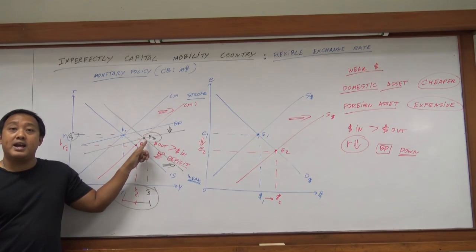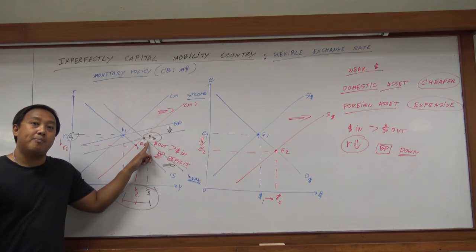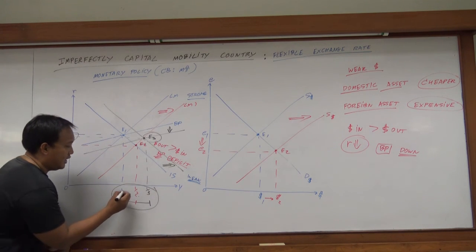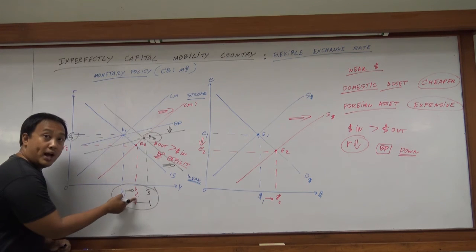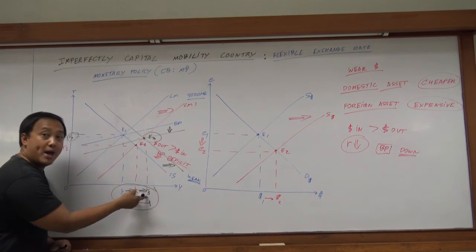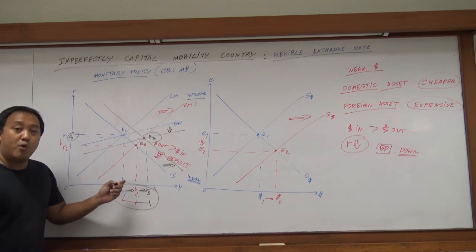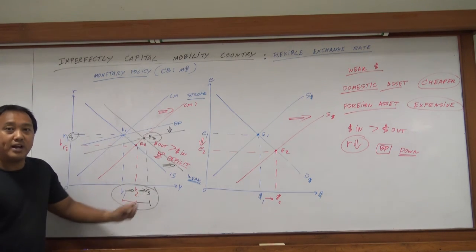So the new equilibrium point here, how does it perform? Is it good or bad? It's very good, because GDP increases in two steps: Y1 to Y2, and Y2 increasing more to Y3. GDP increases a lot in this case, in two steps.